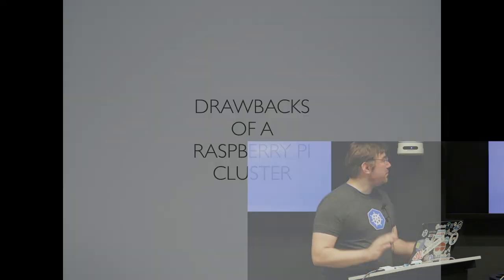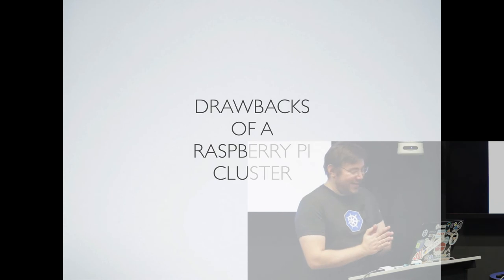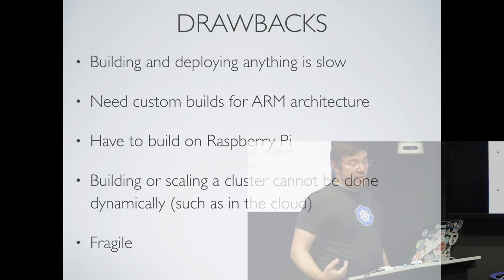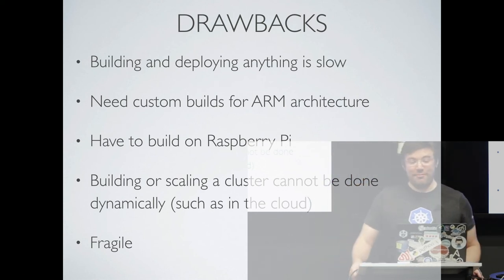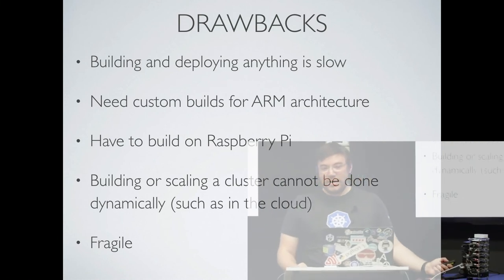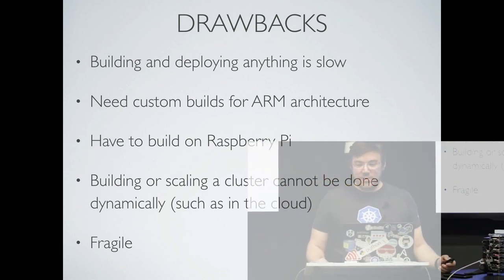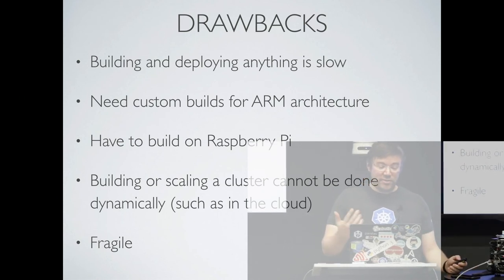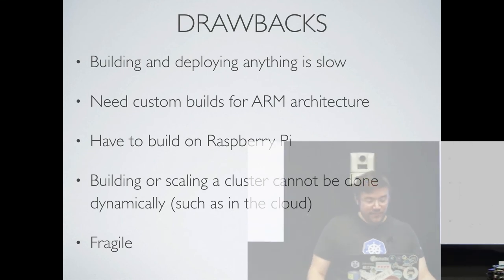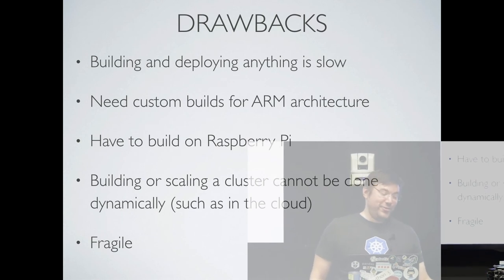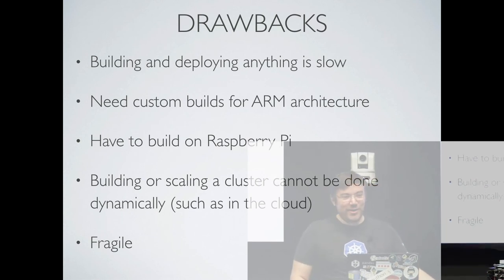So, let me talk about some drawbacks of using a Raspberry Pi cluster. Building and deploying is really slow. It's on an ARM architecture, which is not the most powerful. It's pretty decent, but building a Docker image on a Raspberry Pi takes a long time. And pushing it to a Docker registry and pulling it takes a while. Everything needs to be built on ARM. And it's pretty fragile. This weekend I tried to upgrade it and I wiped the whole thing out, and it's all reinstalled from scratch.